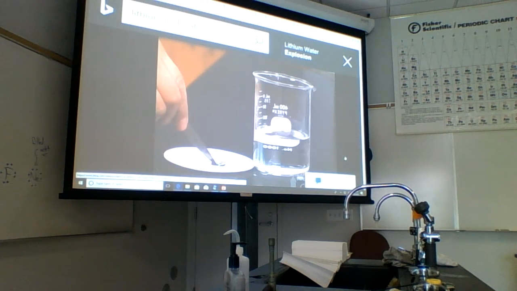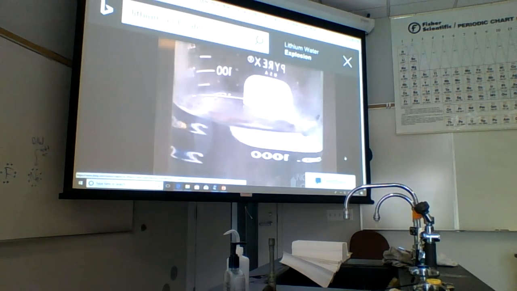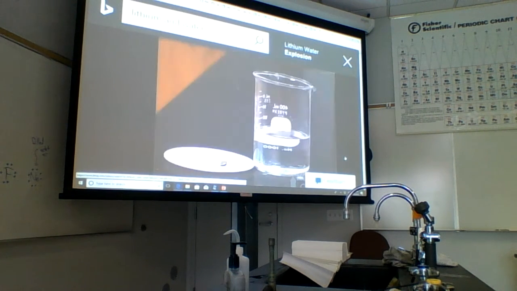If we add a piece of lithium to water, one of the things that we notice is the fact that the lithium floats. Group 1 metals are less dense than water. We also see that the lithium reacts very rapidly with the water. This is a single displacement reaction producing hydrogen gas and lithium hydroxide. Lithium hydroxide is very water soluble and dissolves in the water. The hydrogen gas escapes.